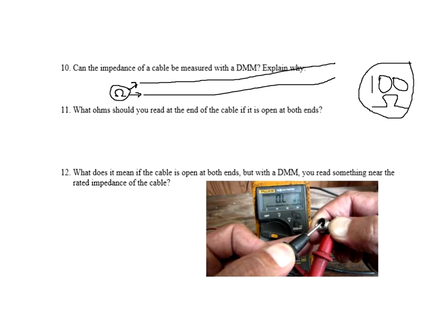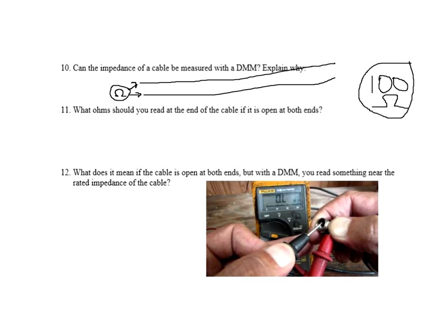If I did measure there, and I read 100 ohms, that would be a faulty reading, even if it was a 100 ohm rated cable. Why? Because the DMM reads DC values, and if it's properly disconnected on both ends, it will read infinity. If I actually read 100 ohms there, there's probably a short or a partial short in the cable or on the connectors. So don't confuse the impedance of the cable with the DC ohms reading of the cable.